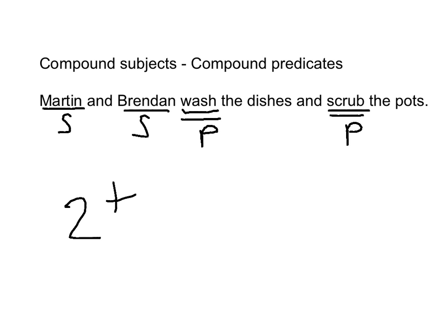Remember, the subject is always a noun, the predicate is always a verb. The subject will tell what the sentence is about. The sentence is about Martin and Brendan. And the predicate will tell what the subjects are doing or something about the subject. In this case, what Martin and Brendan are doing is washing and scrubbing. All right, we're very happy about that.